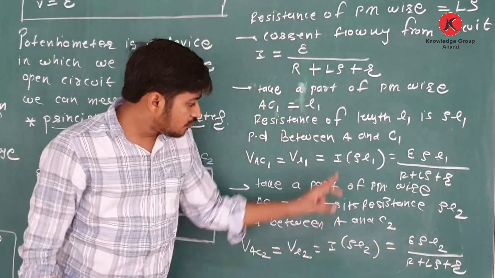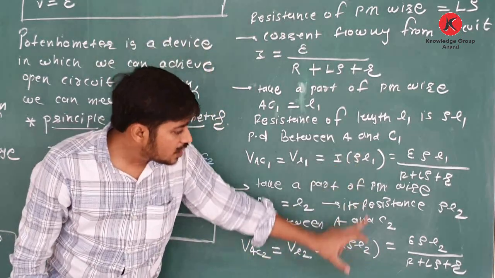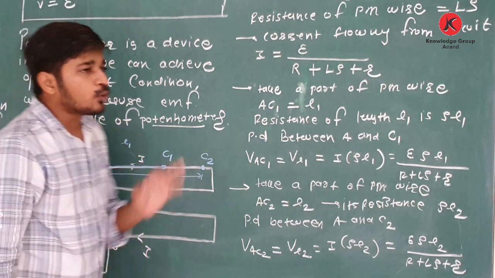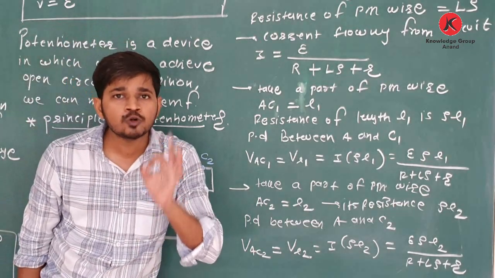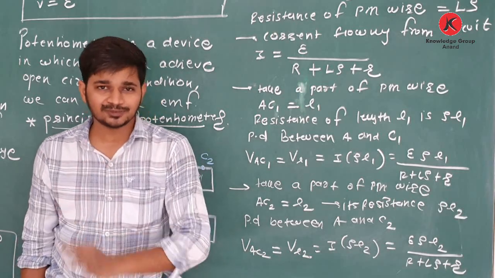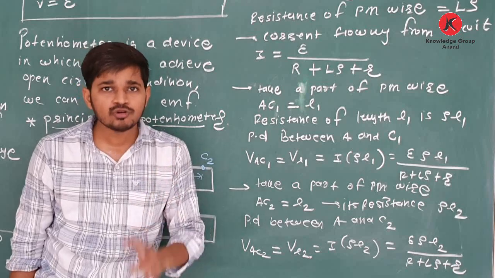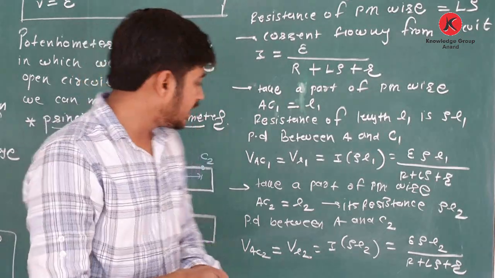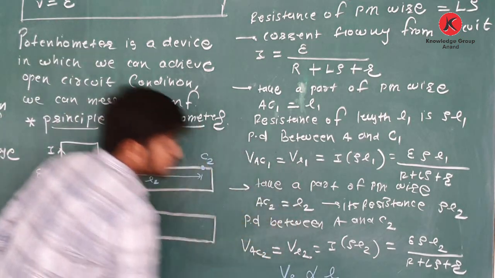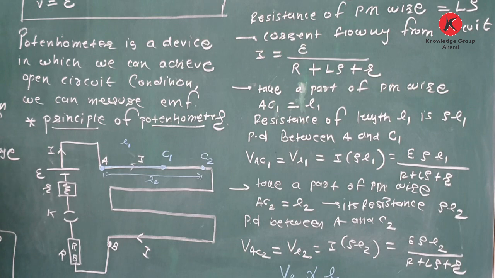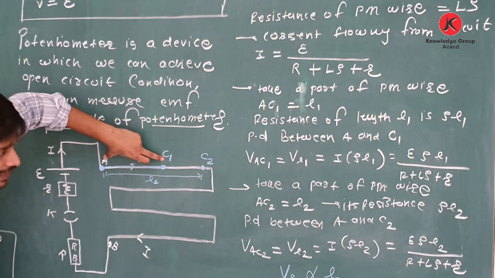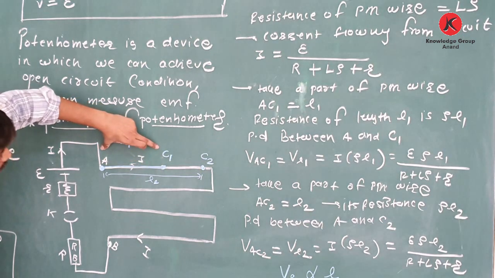So we can say from these two equations, the potential difference between any two points depends on the distance between the two points, and is directly proportional to it. I can write it as VL is proportional to L. The potential difference between two points is directly proportional to the length of that part.